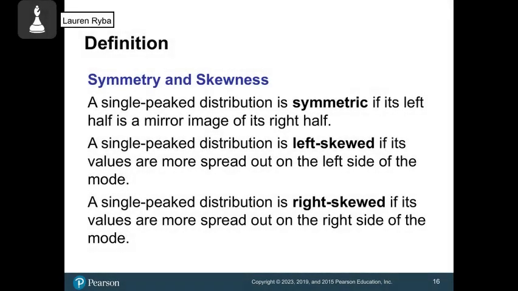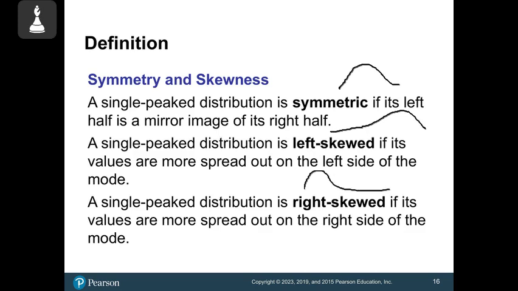We can have 3 single peaked graphs: a single peak symmetric, a single peak left skewed, and a single peak right skewed. So symmetric will be the same on both sides. Left will have a longer left side, and right will have a longer right side.